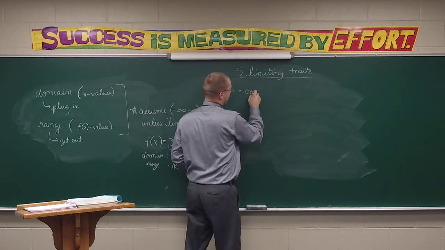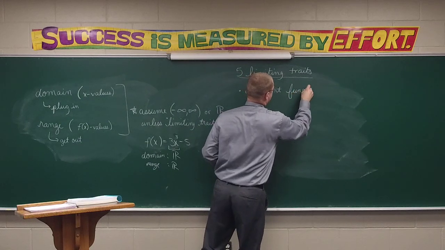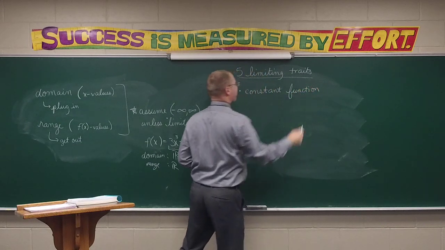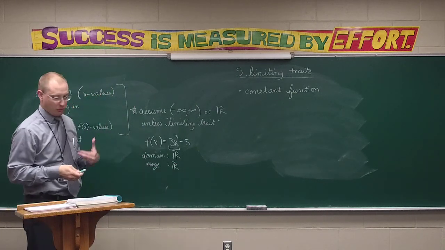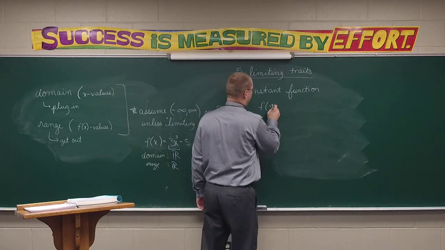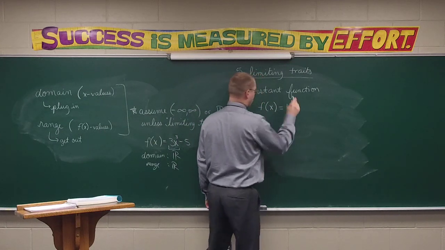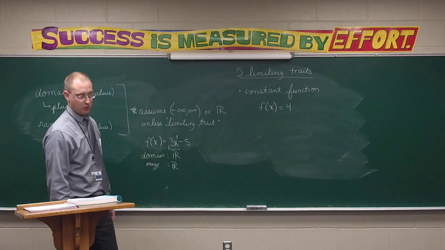function. A constant function. A constant function is going to limit what you're able to get out of your function. And it's kind of stupid easy, right? This is an example. F of x equals 4.